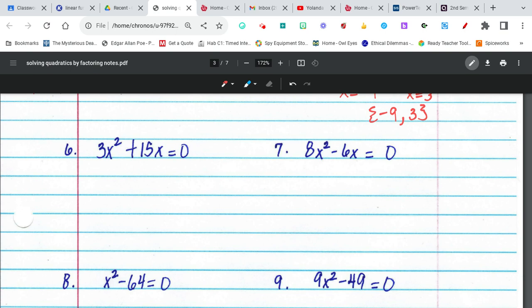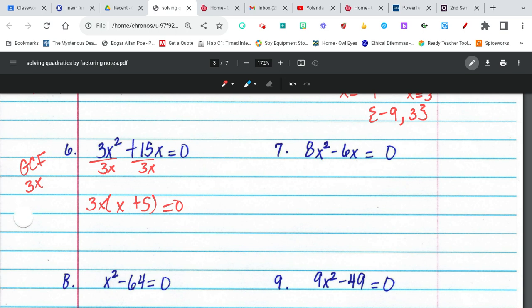Okay, let's take a look at 6. You're looking for a GCF first. There is one. The GCF here is 3x. So I'm going to divide each by 3x. So we end up with 3x times x plus 5.